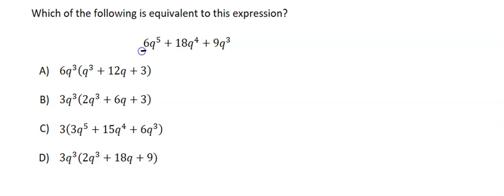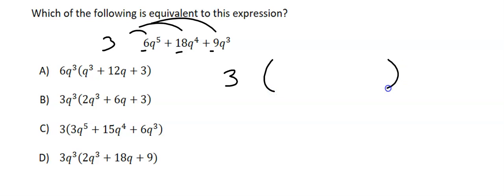What's the largest number that I can divide out of each one of these coefficients? You're thinking 3, right? I can divide a 3 out of 6, I can divide a 3 out of 18, and I can divide a 3 out of 9. So 3 is going to be the number that I'm taking out. What's left for my coefficients inside? Well, 6 divided by 3 is 2, 18 divided by 3 is 6, and 9 divided by 3 is 3.